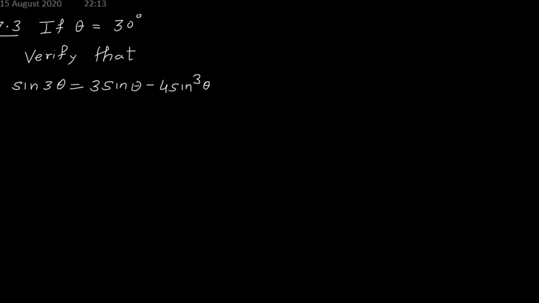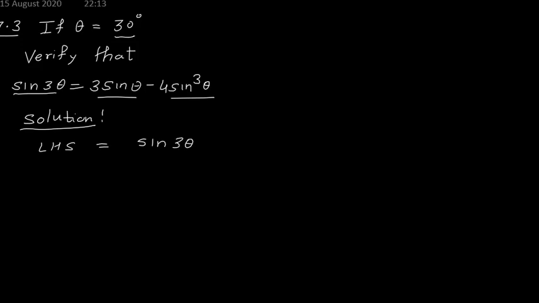7.3. If theta is 30 degrees, verify that sin 3 theta is 3 sin theta minus 4 sin cube theta. So in the solution, I have LHS equal to sin of 3 theta. Obviously theta is 30 degrees, given. So this LHS will become sin 3 into 30 degrees, which is equal to sin 90 degrees, and the value of sin 90 is 1. This is LHS.